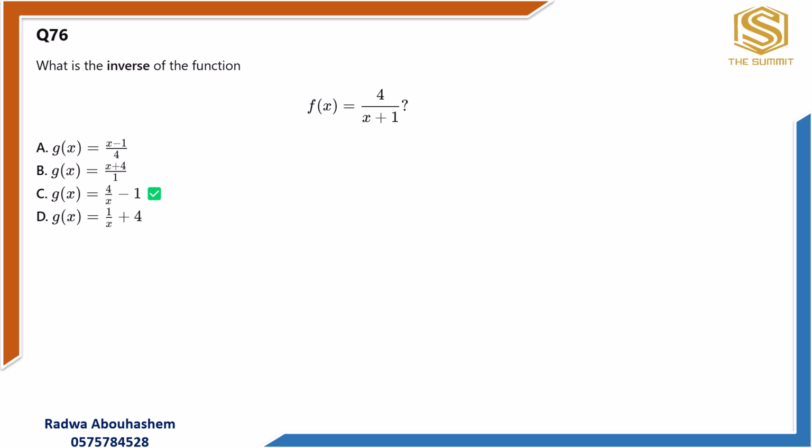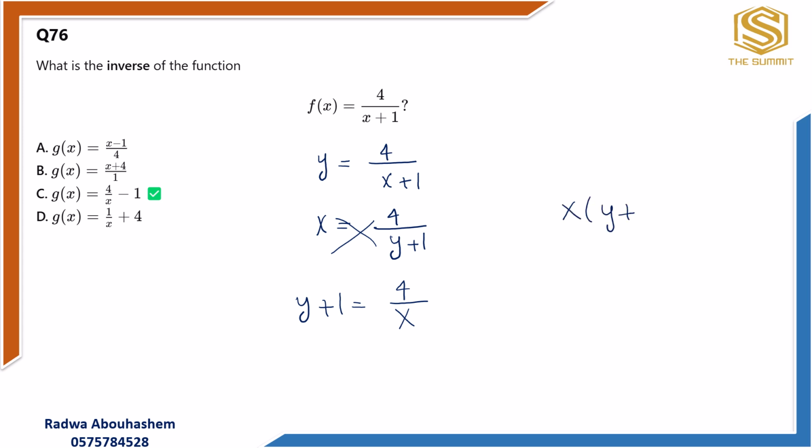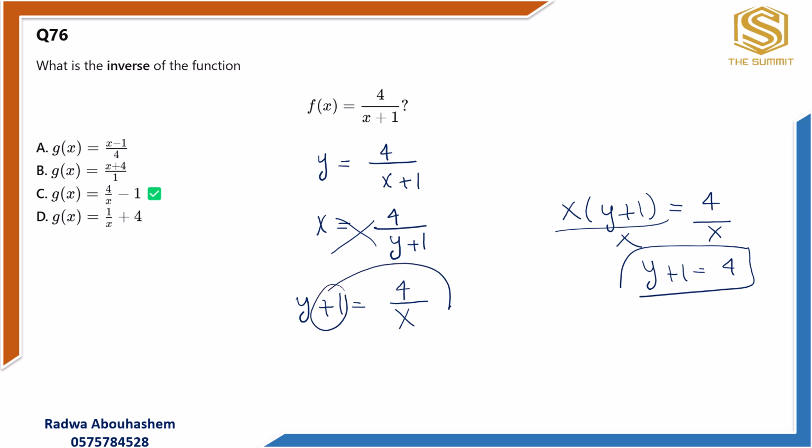What is the inverse of the function? Let me remind you, use the rule. Instead of function of x, you're going to put y. Swap x and y. Now solve for y. So this means that y plus 1 equals 4 over x. Okay, how did you get this? If I say cross multiplication, so x times (y plus 1) equals 4. I need to isolate the y, so I'm going to divide by x. So this means that y plus 1 equals 4 over x. Okay, now I need to remove this part here. So y equals 4 over x minus 1. Where's the answer? Here it is.